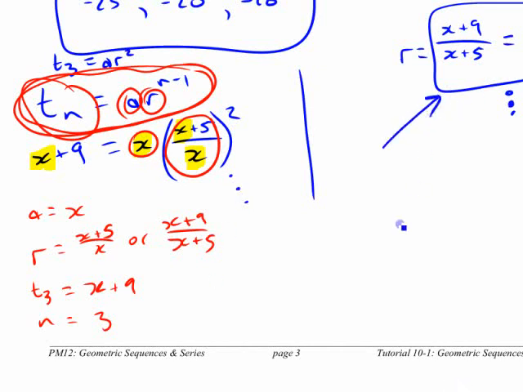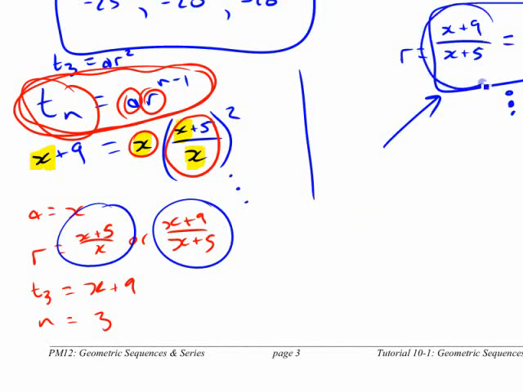The other way you can approach it is to set up an equation by having two different expressions for the ratio. If you have two different expressions for the ratio, you can write a proportion like that. If those are both equal to the ratio, then X plus 9 over X plus 5 has to be equal to this.